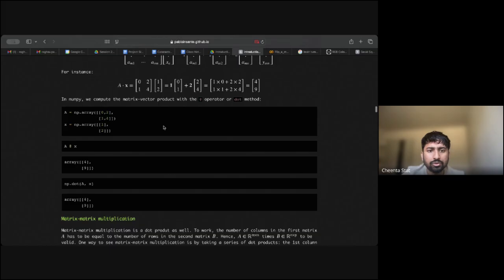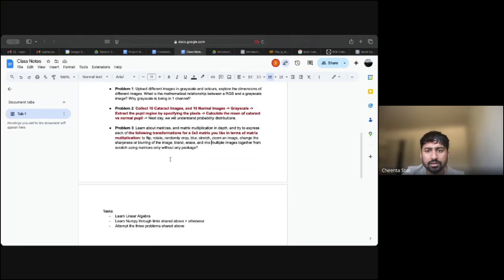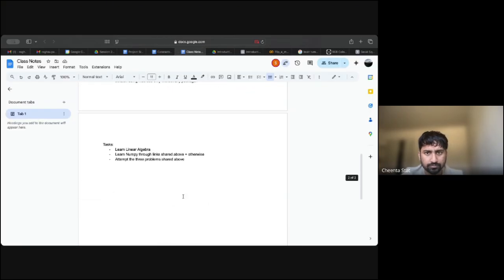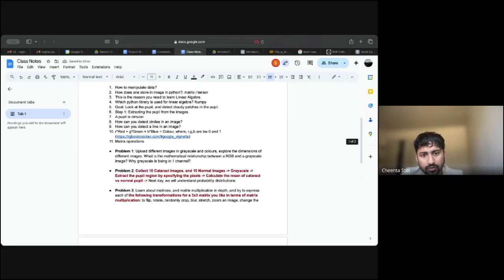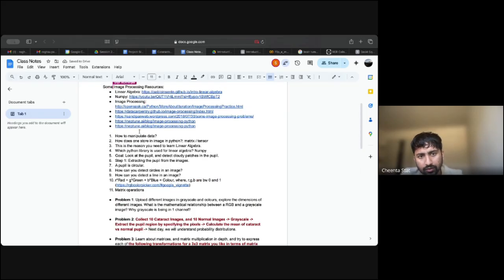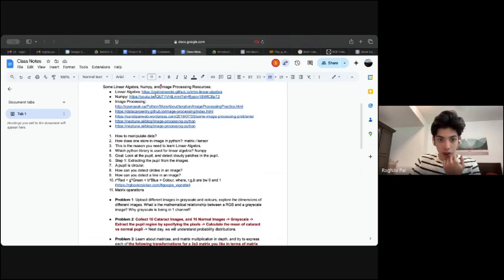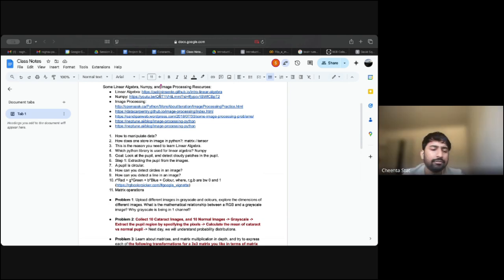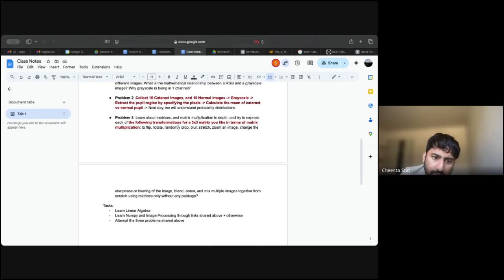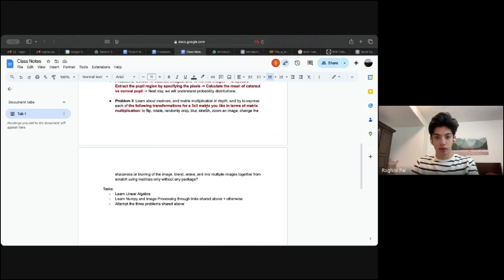You have to do NumPy, linear algebra, and image processing. Did you get it? Yeah. If you do this, it's good, and then solve these 3 problems. All right. Okay, sir.